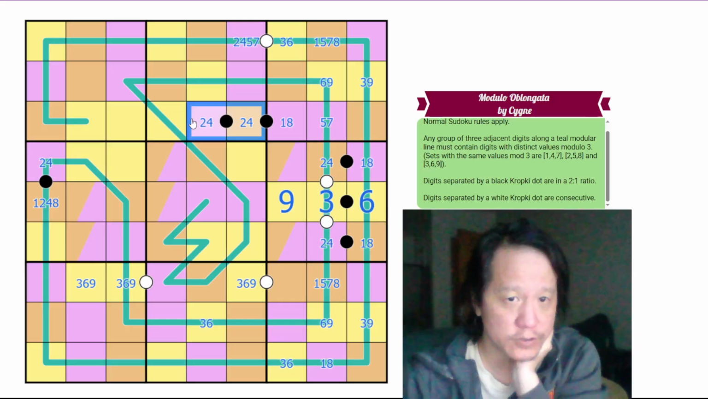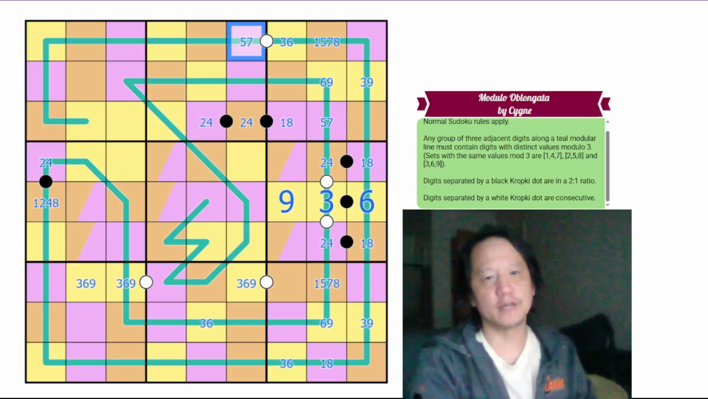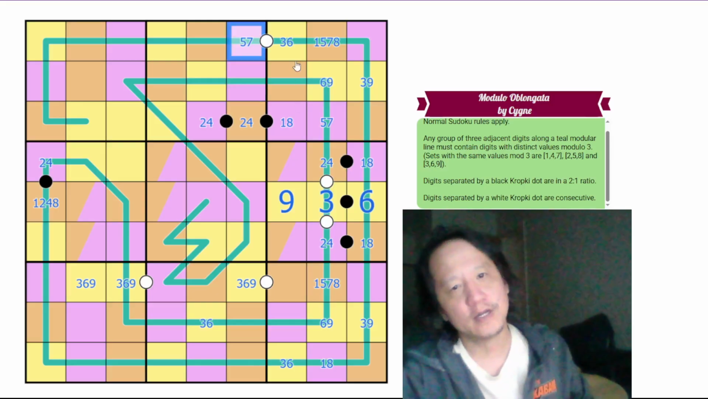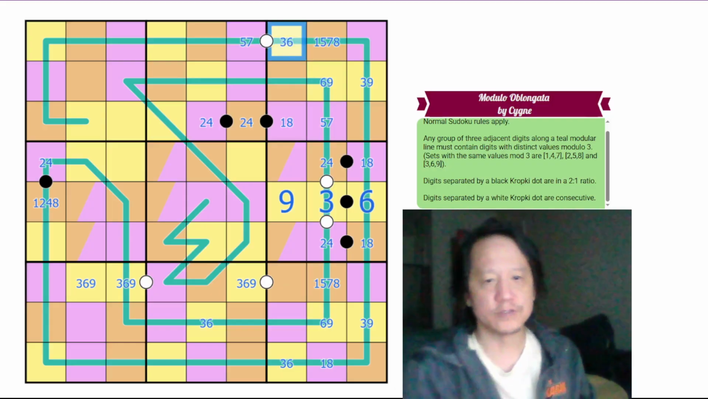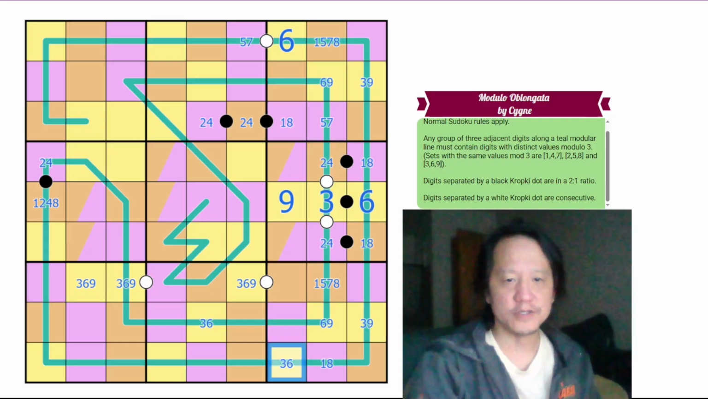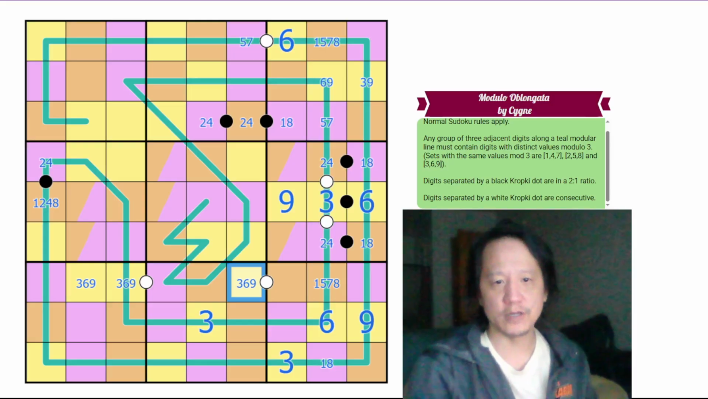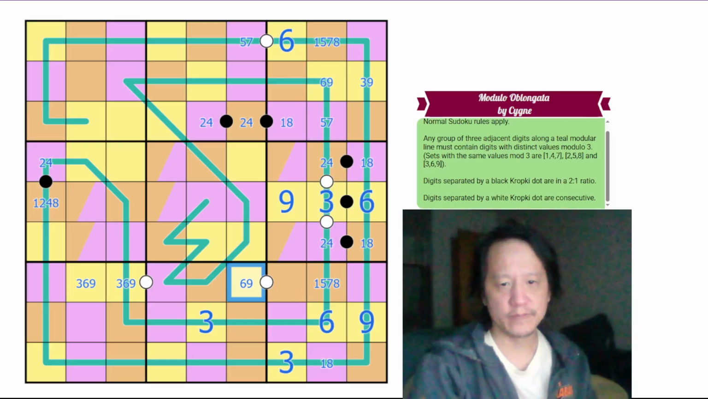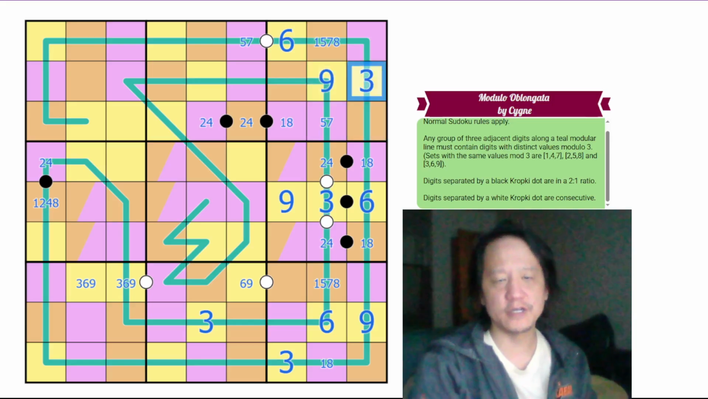Okay, so this is a 2, 4 pair, which eliminates 2 and 4 in the rest of the box. So this can't be 2 or 4. It's 5 or 7, which is only consecutive with 6. So this is 6 here. This is 3. That's 9. This is 6, which makes this 3. So this cannot be 3 here. This is 6 or 9. This 6 eliminates 6 here, so this is 9, which makes this 3.